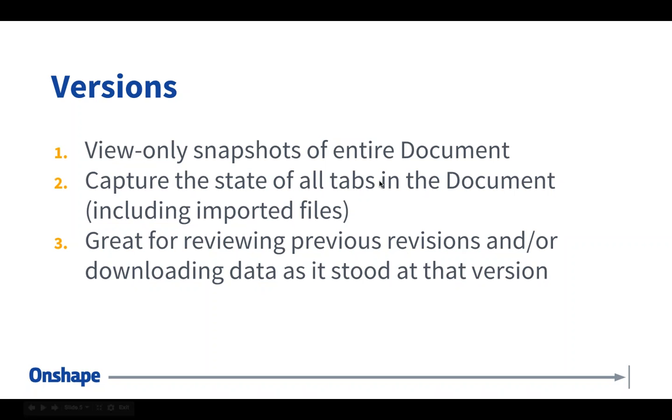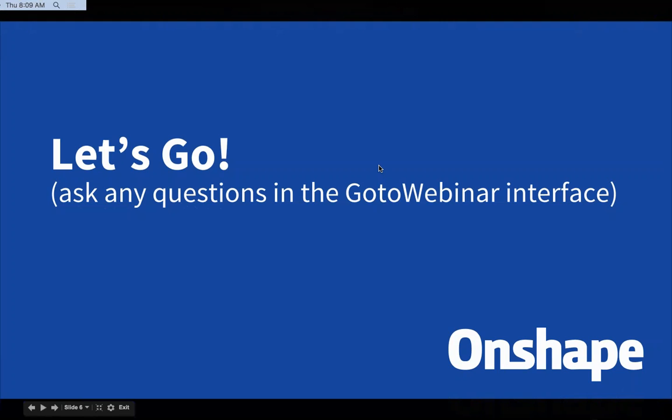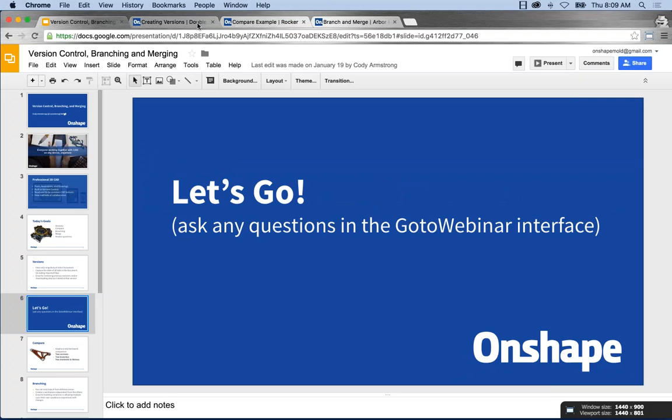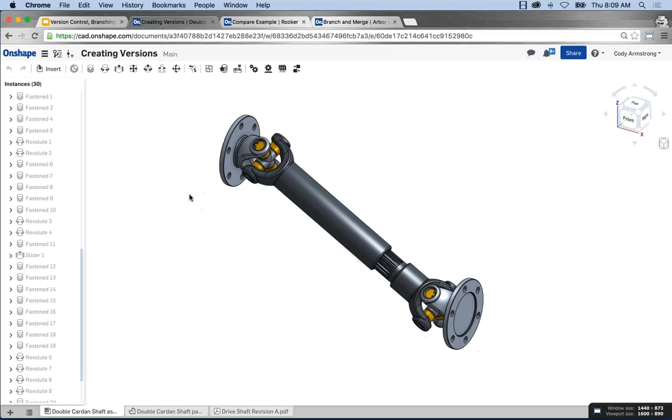All right, so let's dig in. Now, I want to jump right into Onshape and show you how to create a version. It's extremely simple. There are some things to keep in mind, but it's extremely basic how to create a version. So let's get into that. Now, let's just assume this is my drive shaft, and I've already captured a few major milestones, but I've made some changes, and now I need to capture a version the way it sits now.